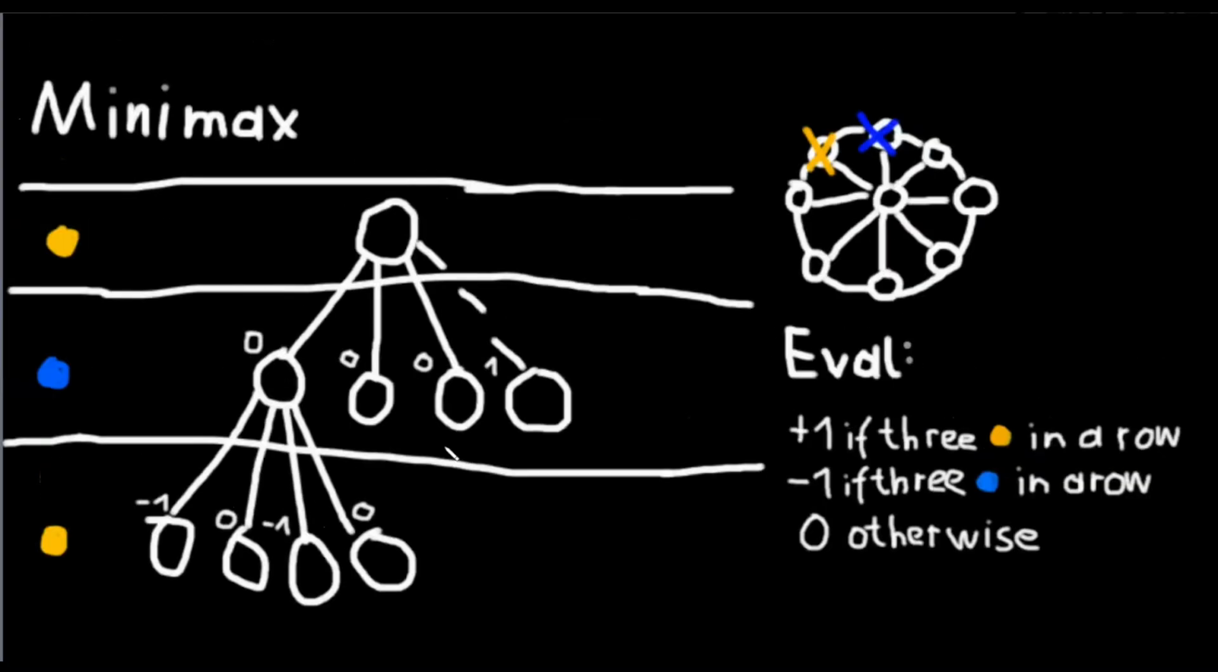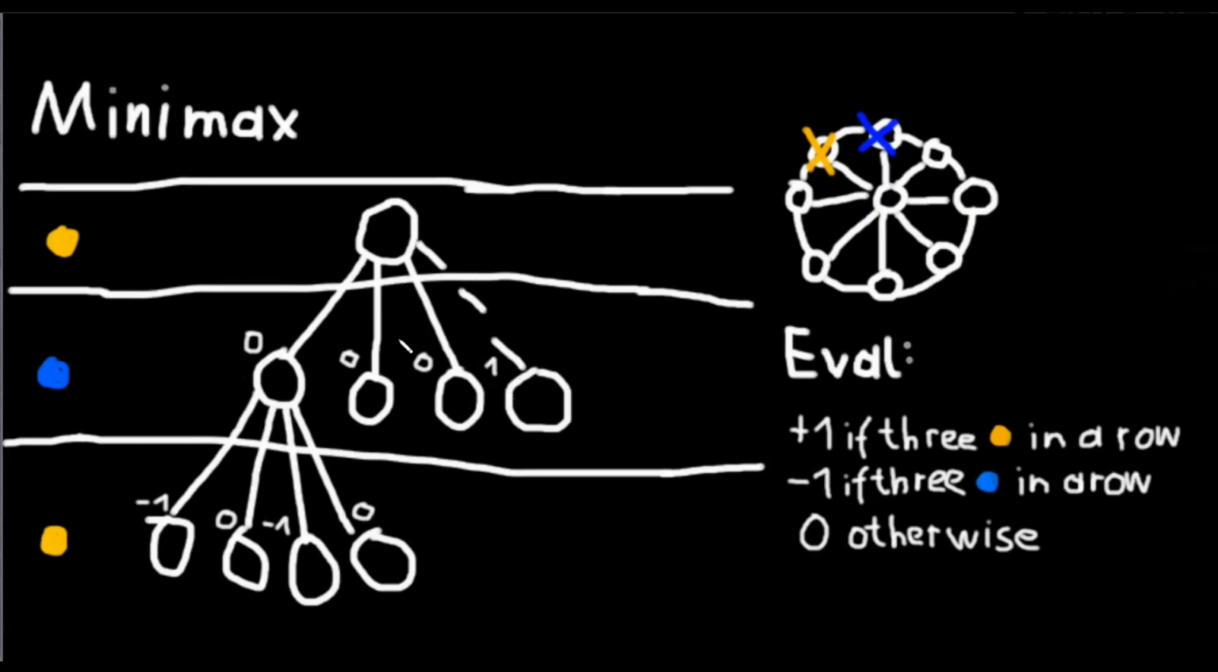After we have found a good evaluation function, we can apply it to each state of the game tree. So for example, here blue will win if you make this move. Here it is not clear who will win. Here, orange will win if you make this move.